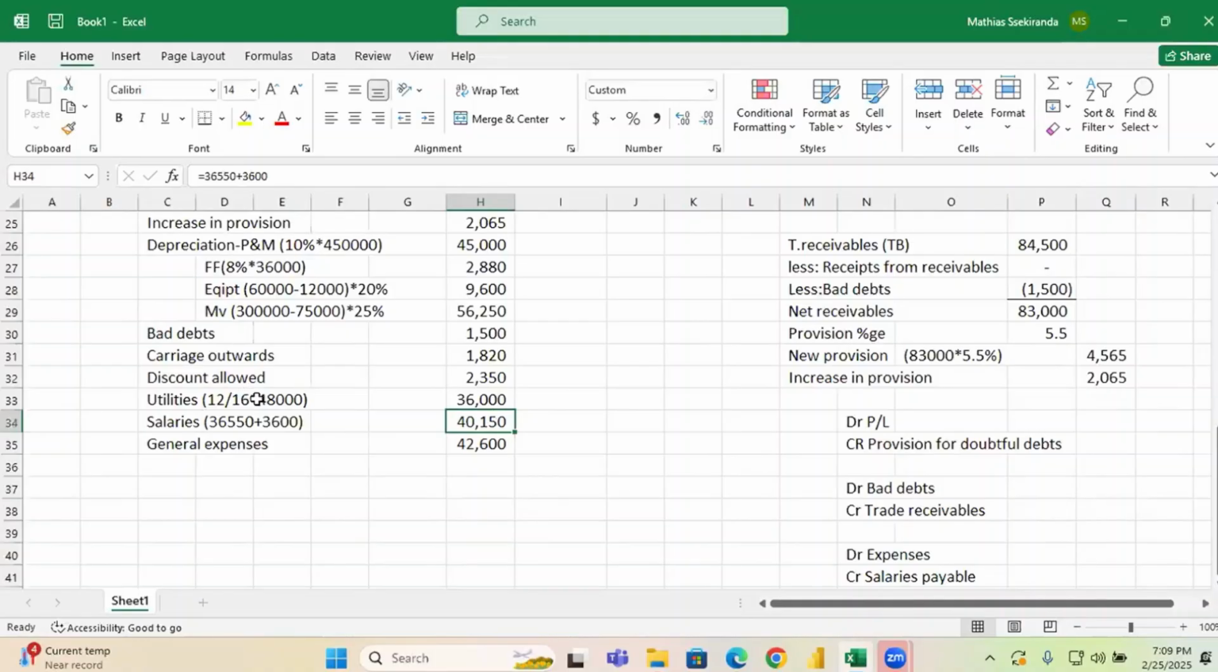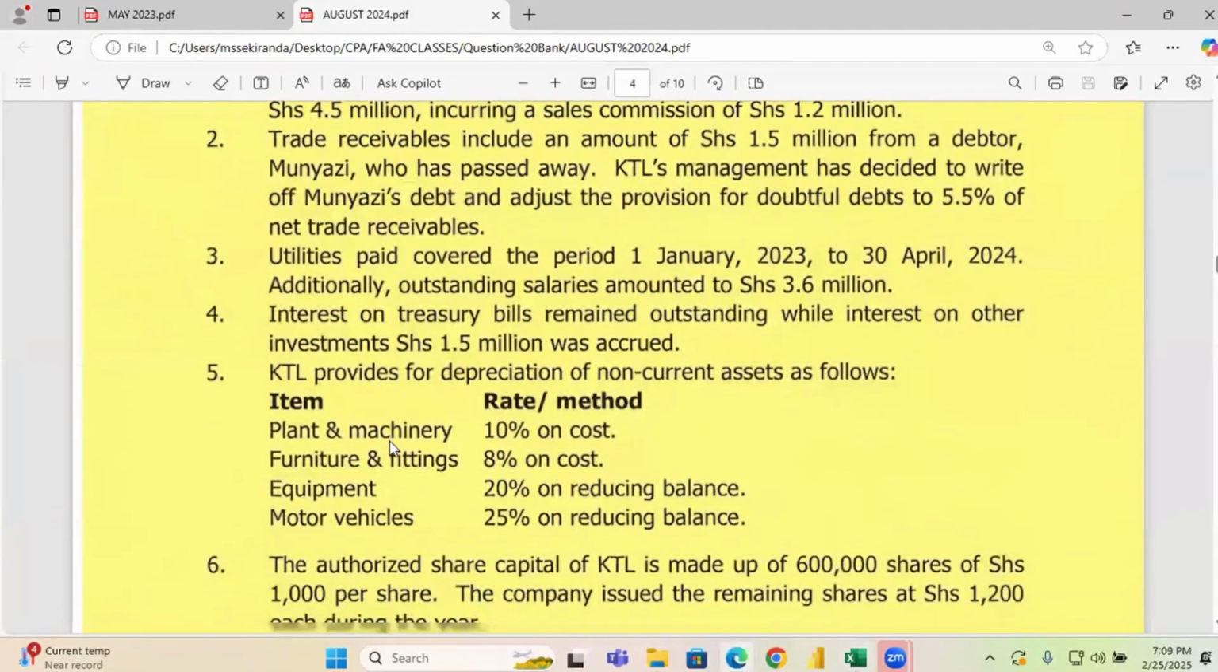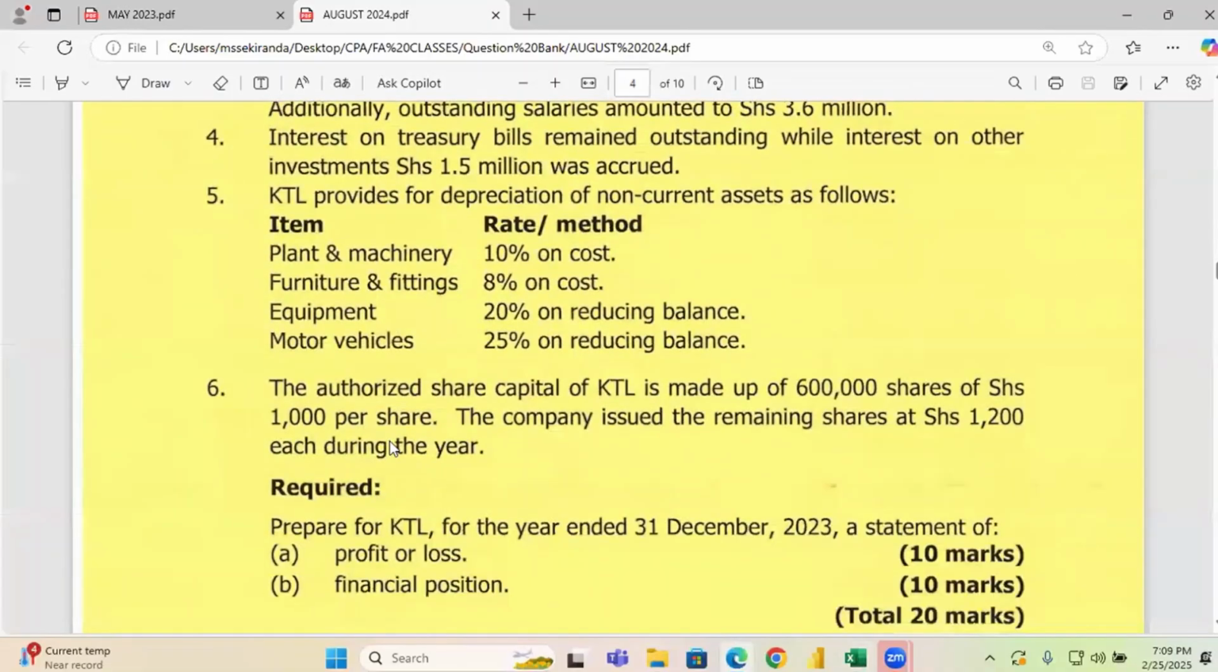So the balance is a prepayment. It is an asset that we shall recognize in the balance sheet under current assets. So I think we are done with the expenses, unless we've forgotten any. Note number 6 affects the balance sheet.